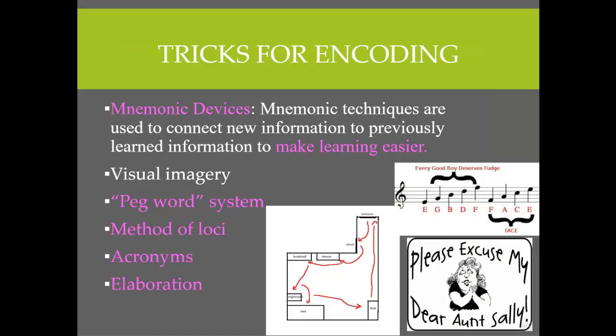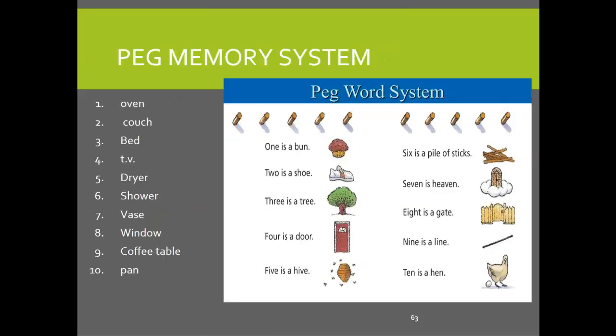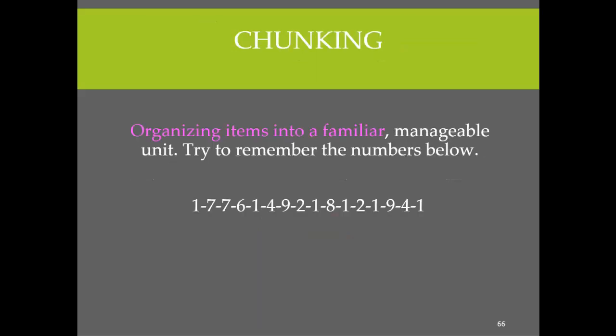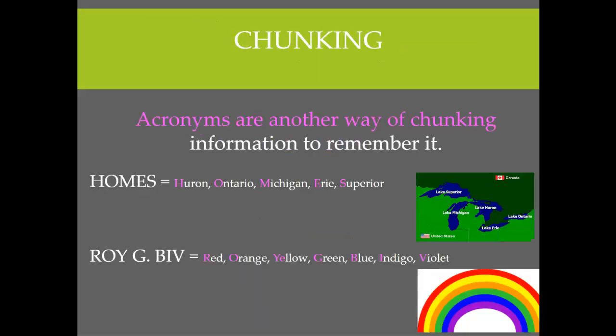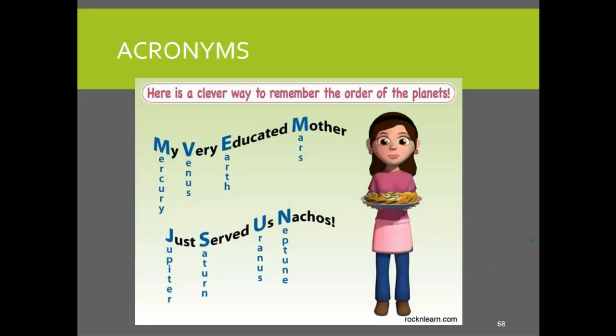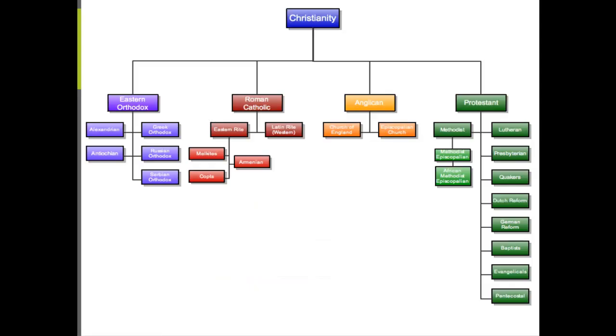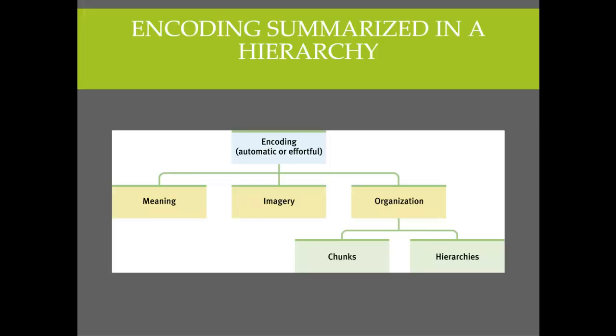Tricks for encoding, mnemonic devices. Those are all the little memory techniques. Peg word system, you memorize pegs like one bun, two shoe, and then you relate words to that. Method of loci, you relate things to locations. Chunking, you break it into memorable units. Acronyms like Roy G. Biv, My Very Educated Mother, PEMDAS, and then hierarchies. I think that's the last one.